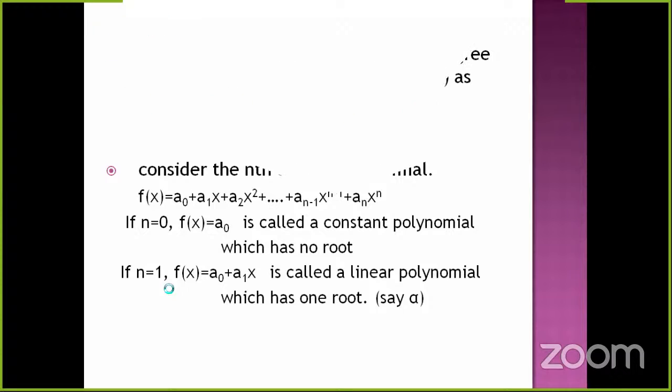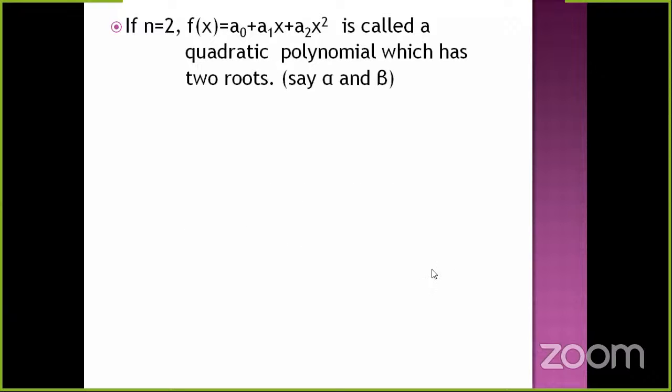Next, if n is equal to 2, what happens? If n is equal to 2, f of x is equal to a naught plus a1x plus a2x square. Can you remember this equation? In the last class, we studied quadratic polynomials, quadratic expressions and equations. So this is in the form of a quadratic equation, and this is called a quadratic polynomial. How many roots will a quadratic polynomial have? Yes, 2 roots. Since the highest power is 2, the polynomial will have 2 real or complex roots. Every quadratic polynomial will have 2 real or complex roots. For our convenience, we will consider these roots as alpha and beta.